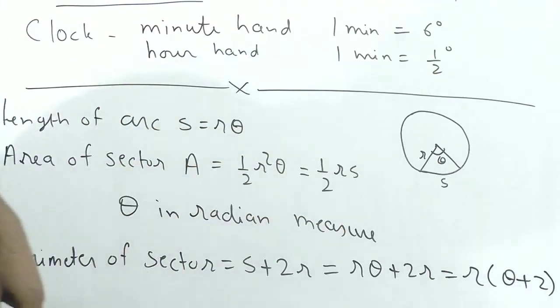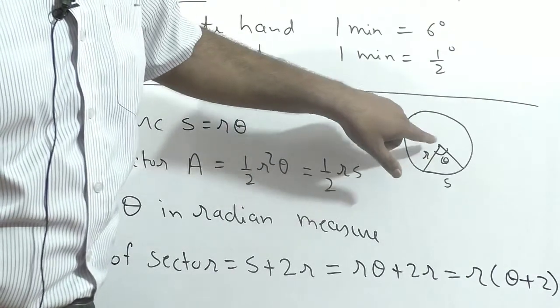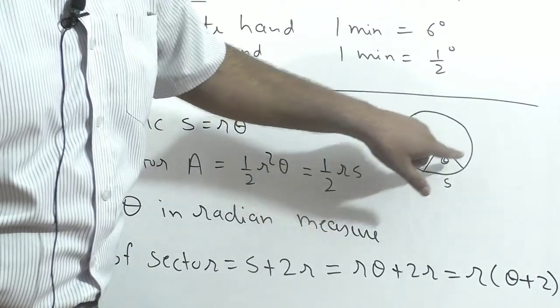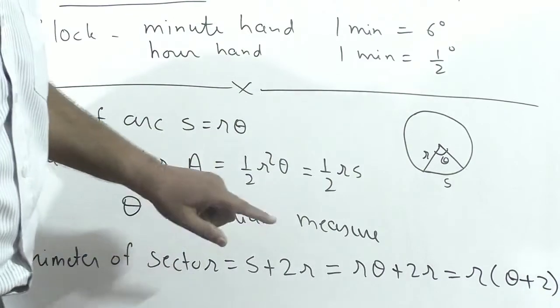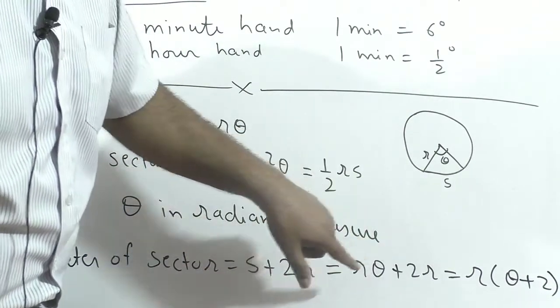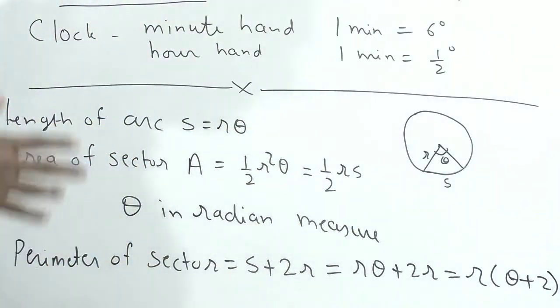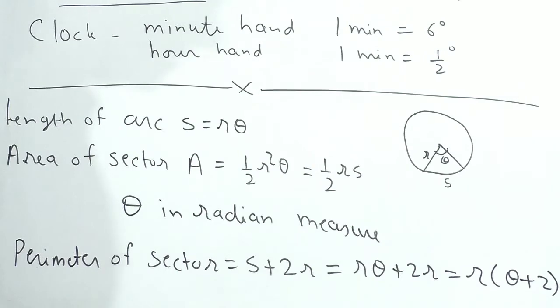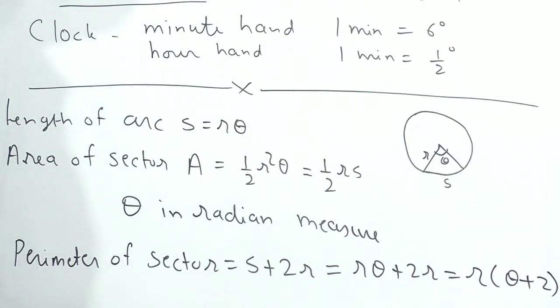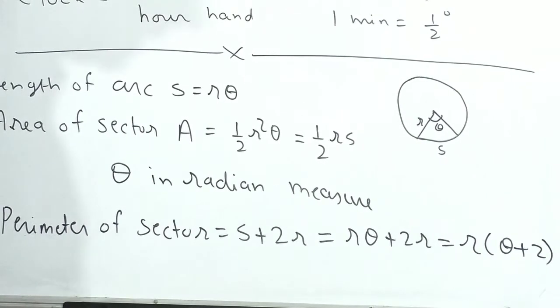Perimeter of sector is the sum of the external sides: radius, 2 radius, plus s, that is s plus 2r. But s is also r theta, so r theta plus 2r. You can take r common in a bracket: r into theta plus 2. Understood? Look at the formula, write down the formula, memorize.